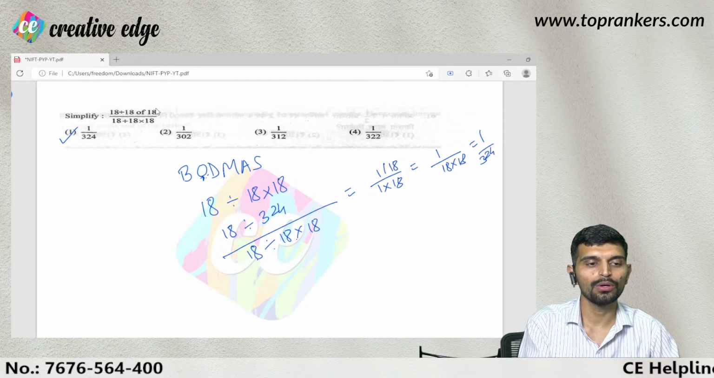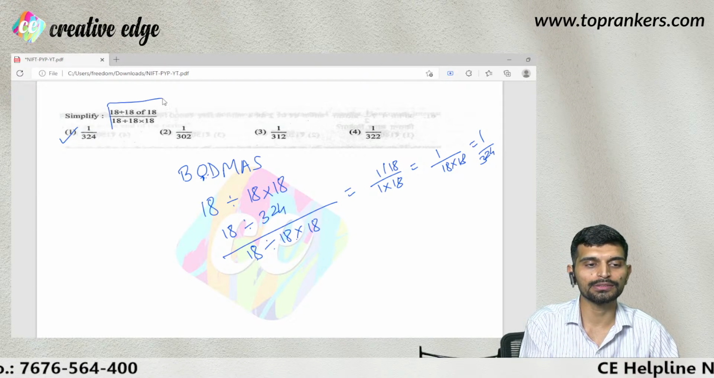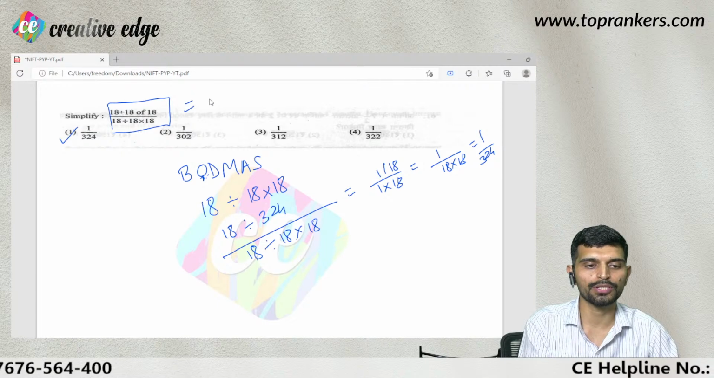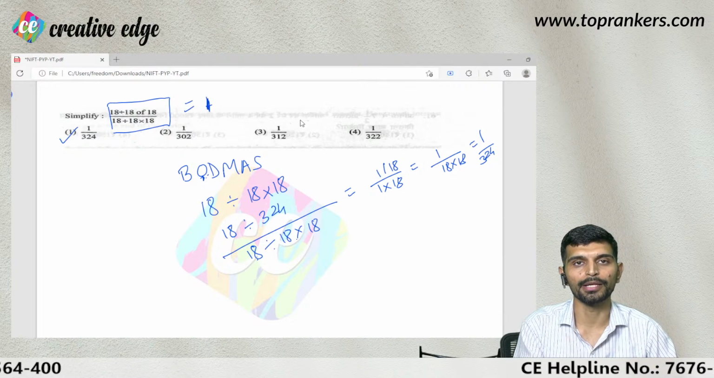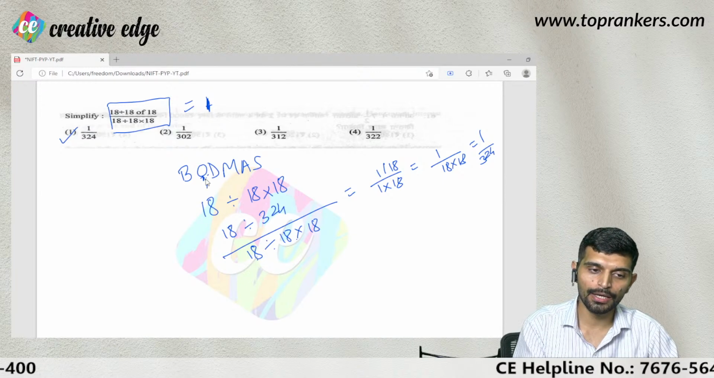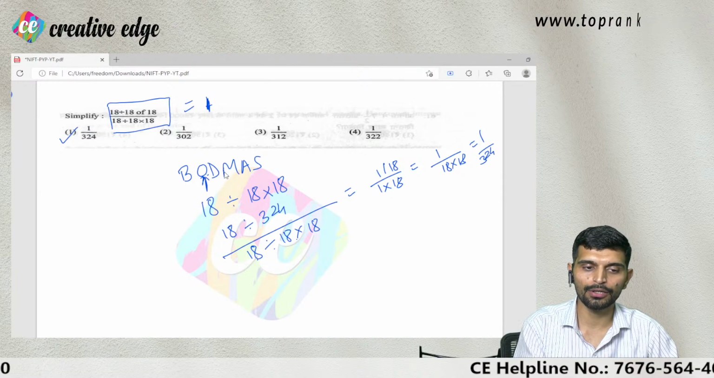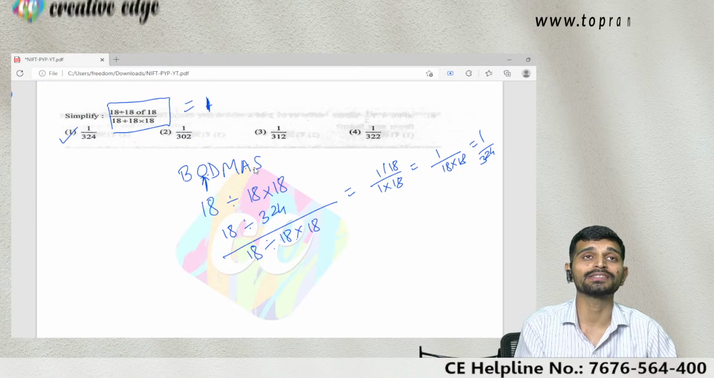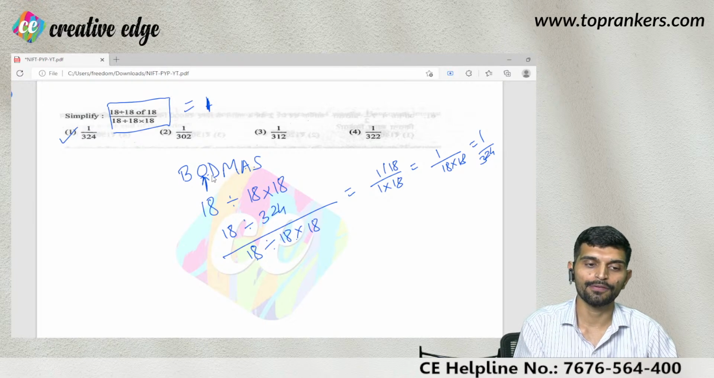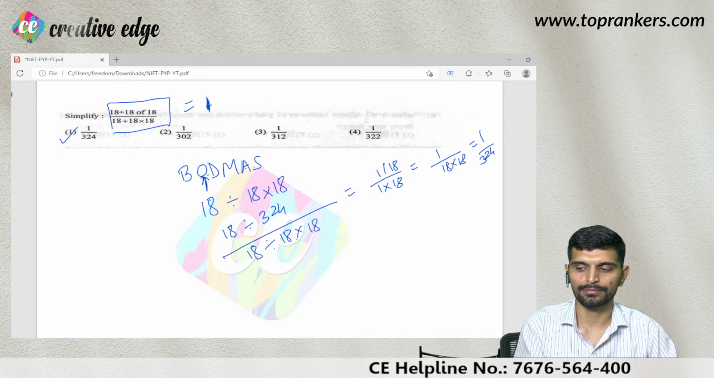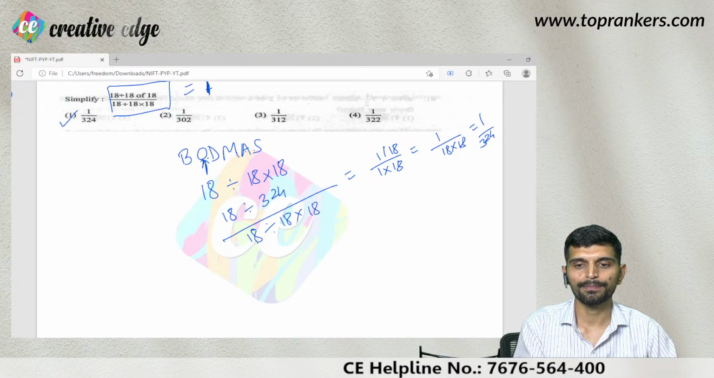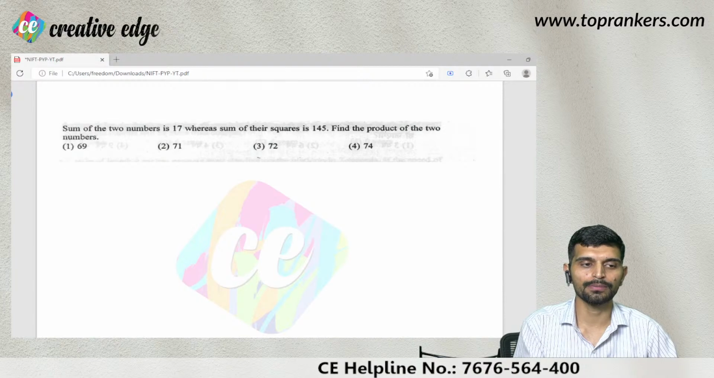Many of you at first glance think that the answer to this one should be 1, and this is not available here. So be careful. You have to follow the bracket of division, multiplication, addition, and subtraction rule, right? If you follow this rule, you will get 1 upon 324 as the answer. Okay. So let's move to the next question.